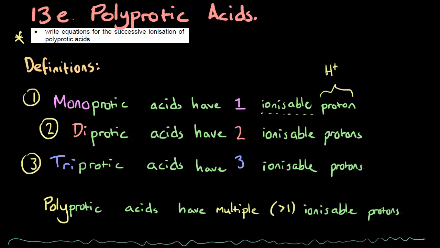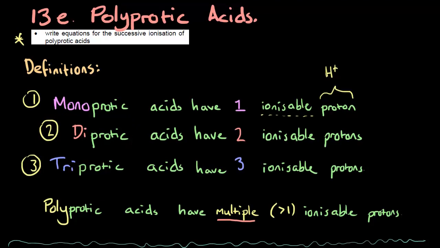The term polyprotic that was used in the title is simply referring to any acids that have multiple, meaning greater than one, ionizable protons. So polyprotic includes all diprotic and triprotic acids. Pretty much includes all acids except for monoprotic acids.